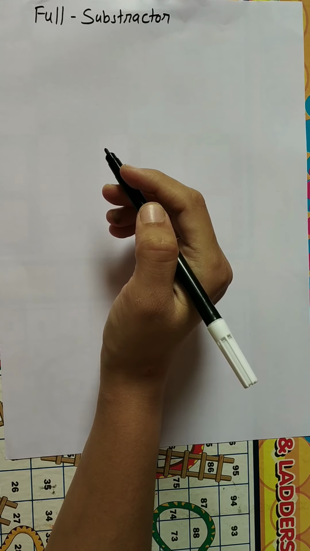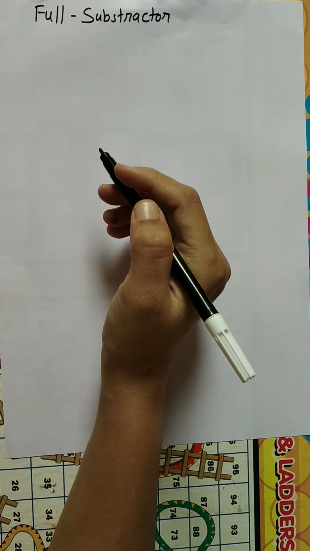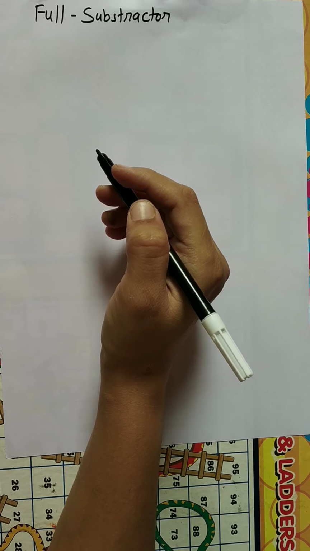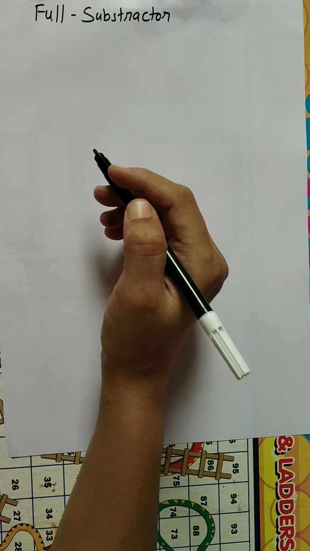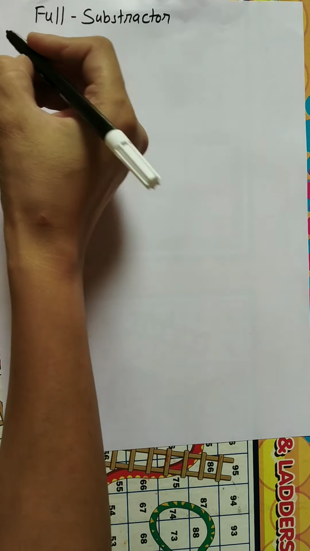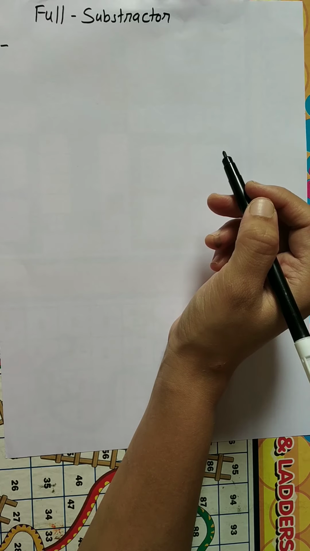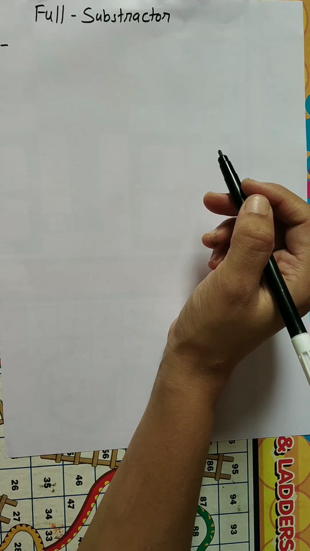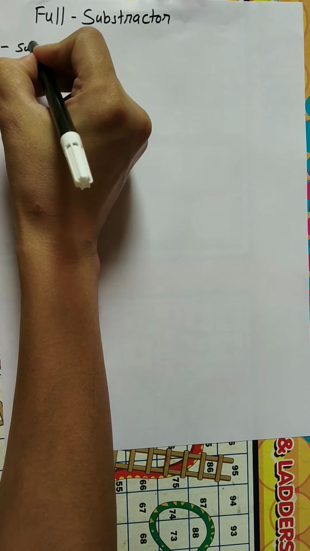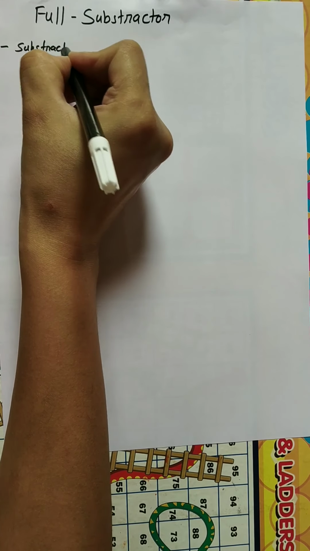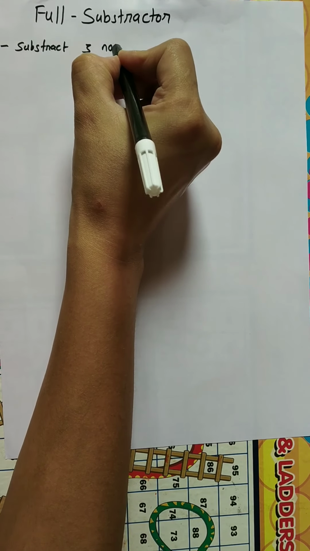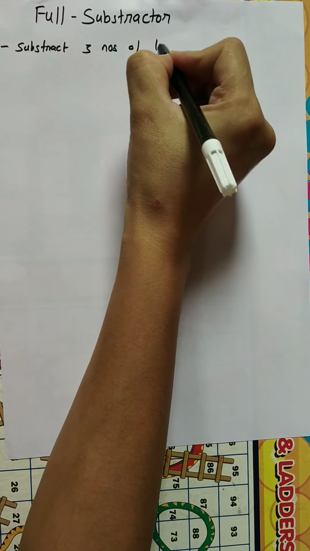Hello friends, today we are going to see full subtractor. In the last lecture we had seen what is a half subtractor, and today we are going to see what is a full subtractor. A full subtractor is a subtractor which is used for performing the subtraction of three numbers of one bit.